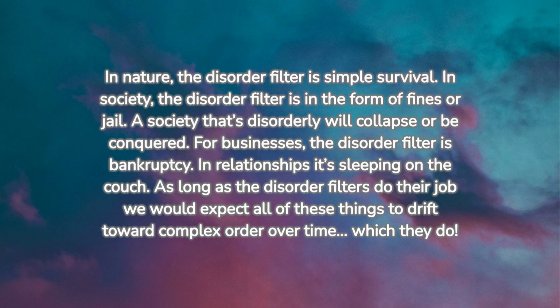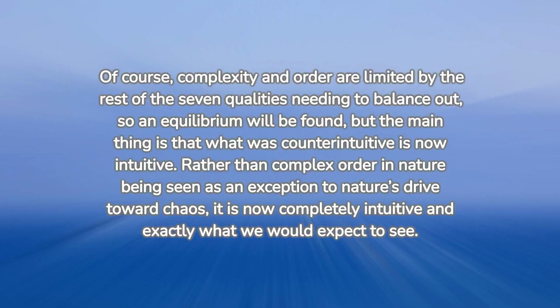As long as the disorder filters do their job, we would expect all of these things to drift toward complex order over time, which they do. Of course, complexity and order are limited by the rest of the 7 qualities needing to balance out, so an equilibrium will be found, but the main thing is that what was counterintuitive is now intuitive. Rather than complex order in nature being seen as an exception to nature's drive toward chaos, it is now completely intuitive and exactly what we would expect to see.